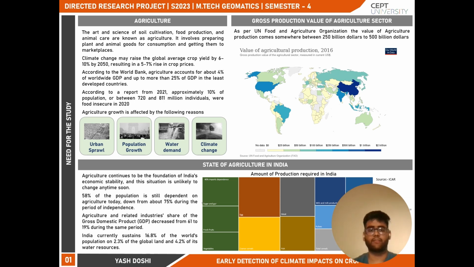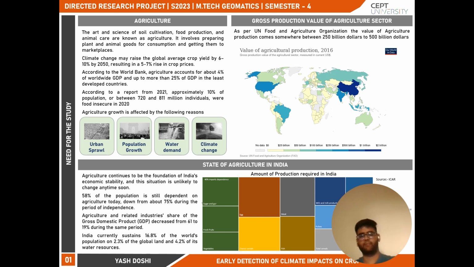Because of climate change, there may be a 6 to 10% decrease in crop yield by 2050, which will result in a 5 to 7% increase in crop price. According to the World Bank, agriculture contributes more than 25% to GDP. And agriculture growth is affected by urban sprawl, population growth, water demand, and climate change.